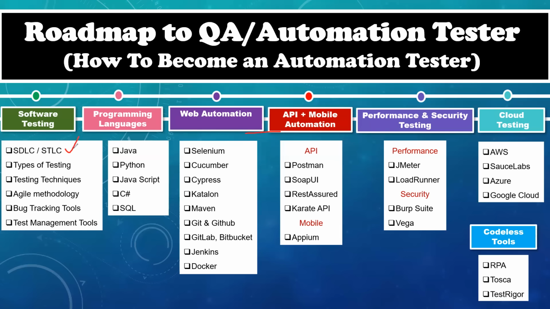SDLC and STLC, the software development lifecycle and software testing lifecycle, and different types of testing like functional and non-functional testing. You also have to learn different techniques like BVA, boundary value analysis, equivalence class partitioning, decision table, and error guessing. You have to learn all those testing techniques. Those techniques are very useful for writing test cases, identifying test data, and so on.